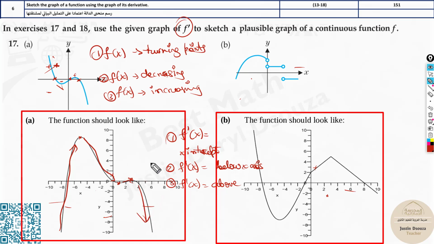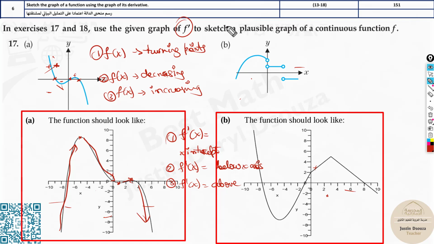Now this is easy because you have four options, right? To choose from, it is very easy. Only one unique graph will match all these conditions. All the others will not. Now here also, where is the turning point? Somewhere over here, you can see the turning point. It's touching the axis.